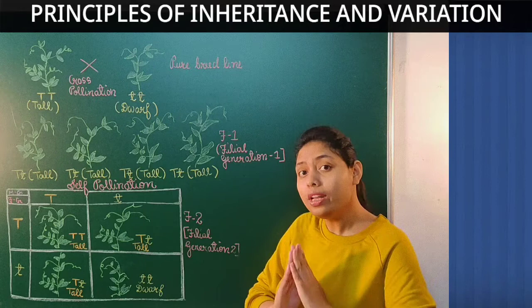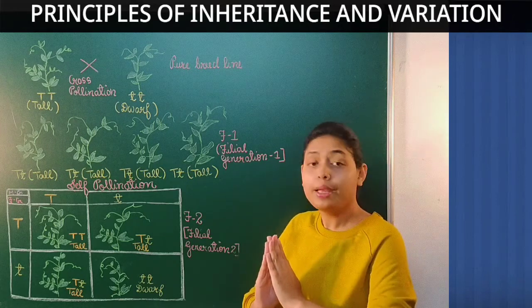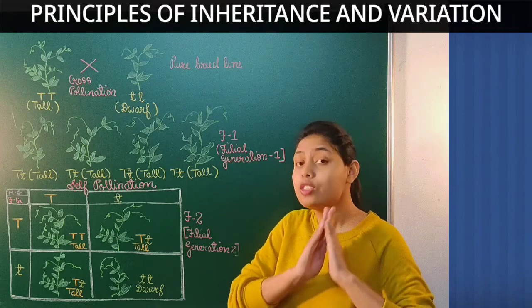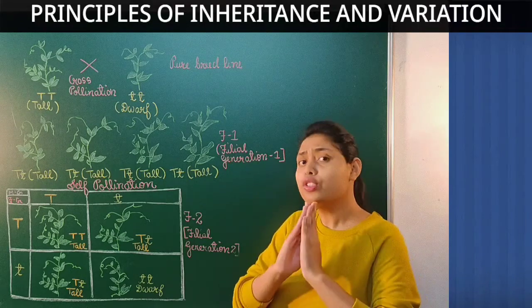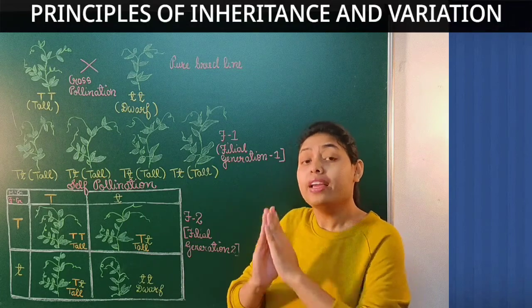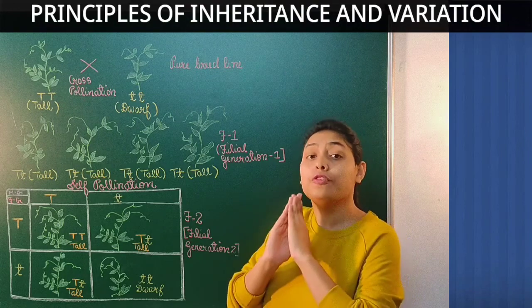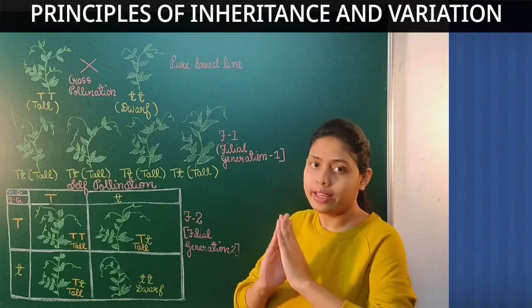So you will say that dominant traits are always written in capital letters and recessive traits are always written in small letters. You can choose whatever alphabet you want, but to avoid confusion and make it easy, always choose the first letter of the dominant trait.